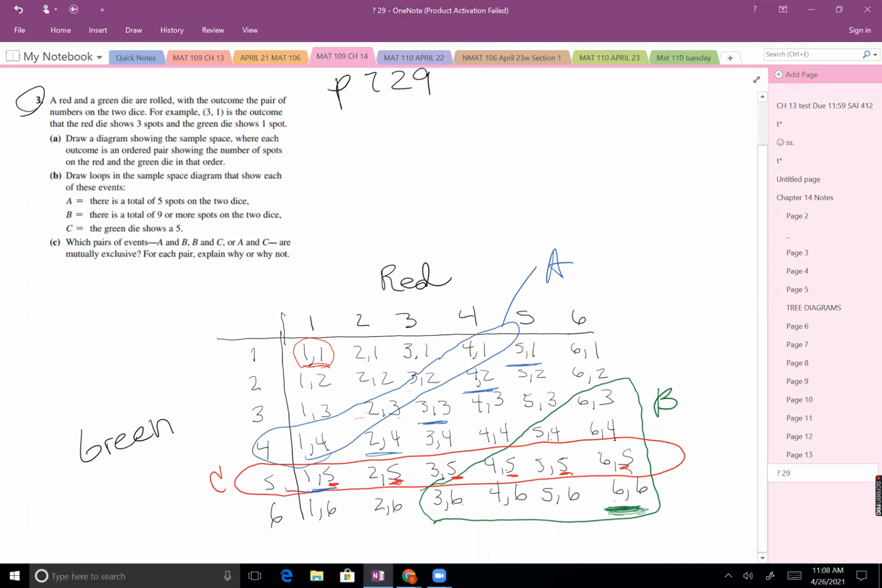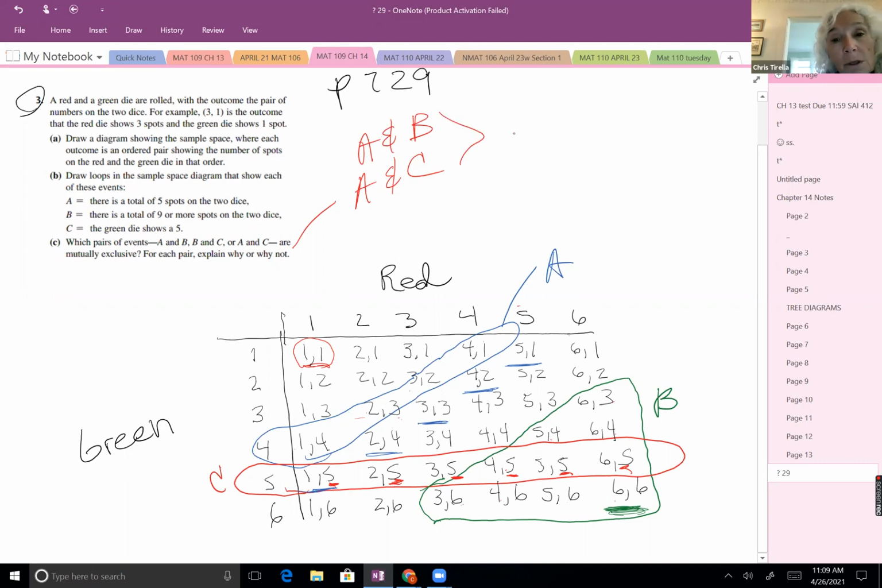Okay, and so now, which are mutually exclusive? Well, A has nothing in common with B. A has nothing in common with C. They're mutually exclusive. However, do you see how B and C overlap? And so B and C are not mutually exclusive. They share some of their results.